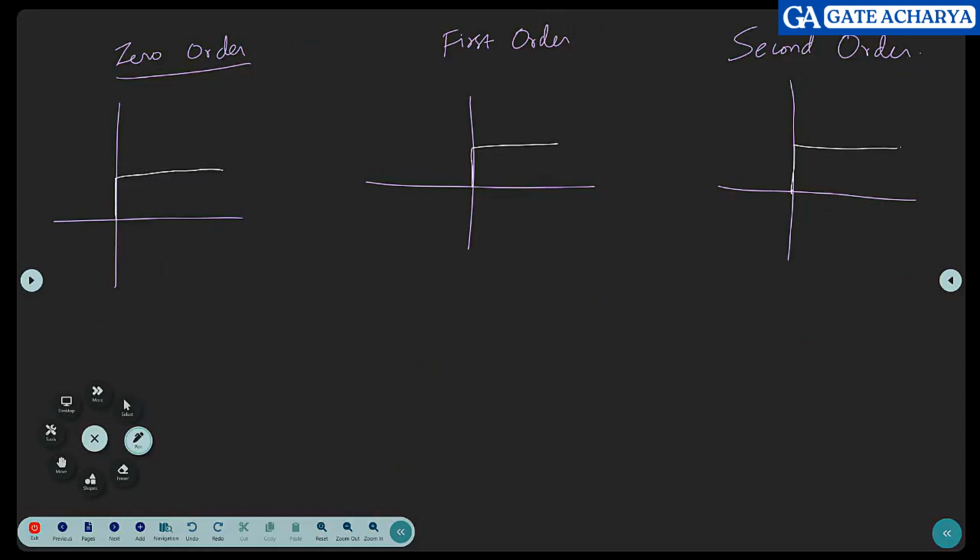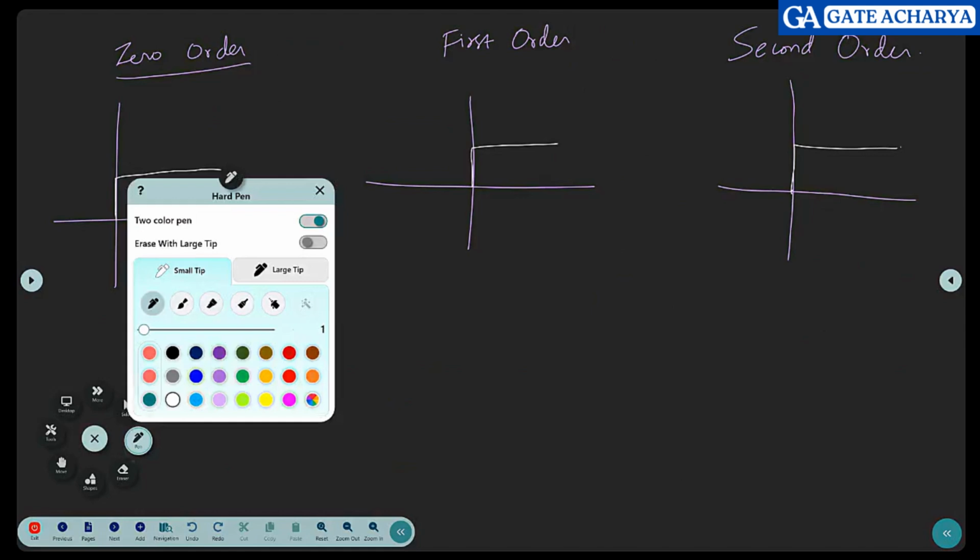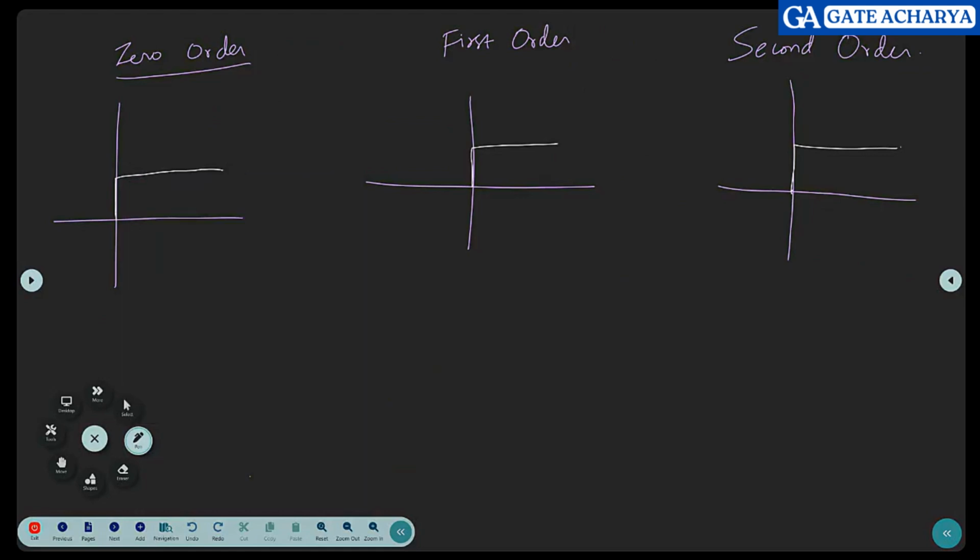In a zero order system, what will be the response? It will be an exact match of the input. Whatever you give as an input, exactly the same you will get as the output. Yellow color is the output. You're going to get exactly the same. Zero order system.